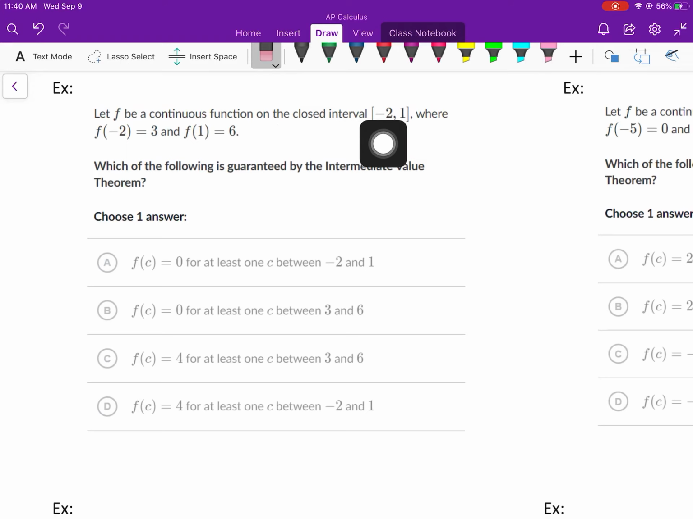Let f be a continuous function on the closed interval from -2 to 1, where f of -2 is 3 and f of 1 is 6. So think of those numbers, 3 and 6. So we know for sure that f of x from that interval, if you were to draw it, from -2 to 1, is going to have values between 3 and 6. We don't know. There could be -10 down here. There could be. We don't know for sure. We just know for sure all the values from 3 to 6 will be taken up.